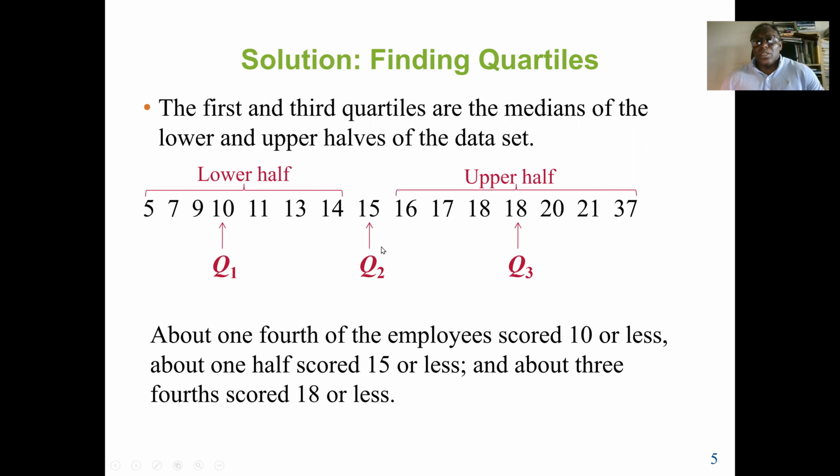Then 15. First of all, the data must be sorted. So we go to the lower half to the left, and we look for the middle value. Then we go to the upper half, and also we look for the middle value.